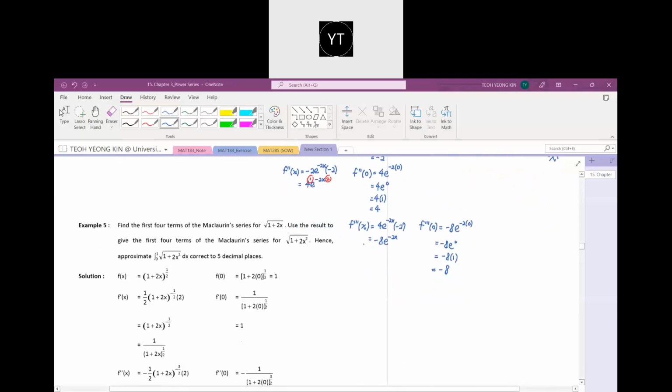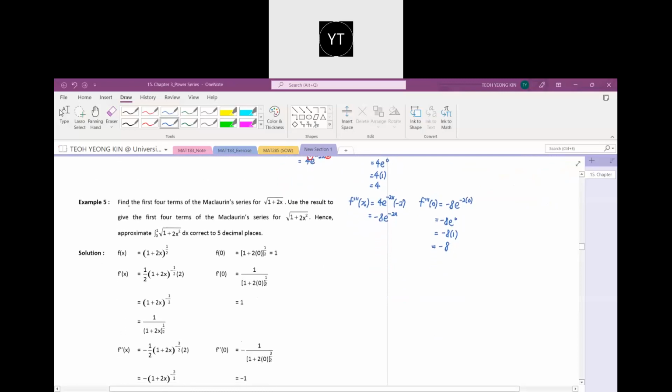So now let's look at the second example for the Maclaurin series. Find the first four terms, again the first four terms of the Maclaurin series for the function. Our function in this question is f(x) equals the square root of 1 plus 2x, or I can write it in the form of (1 plus 2x) to the power of 1 over 2. Use the result to give the first four terms of the Maclaurin series for this one.